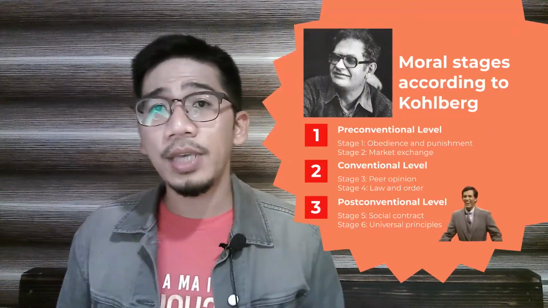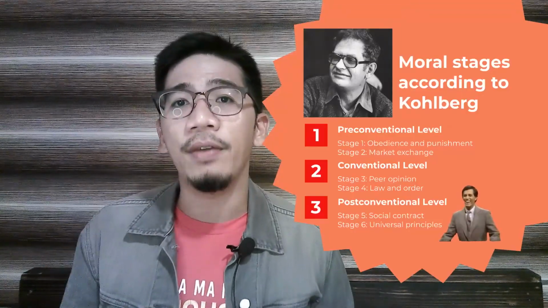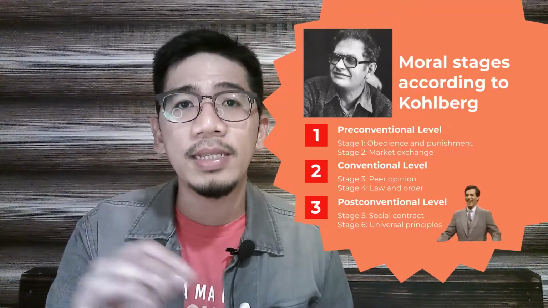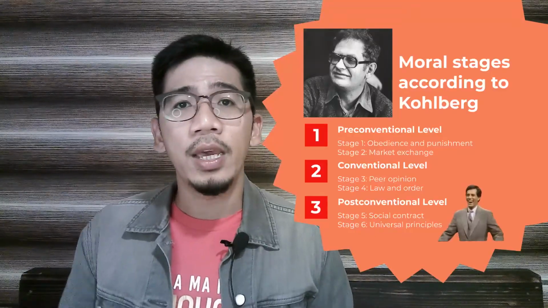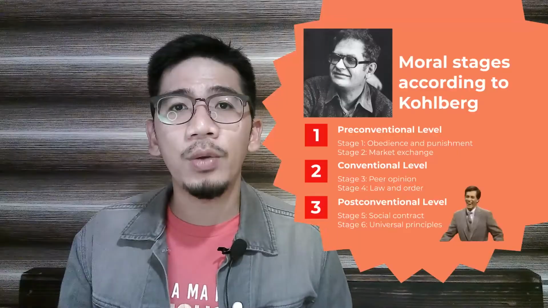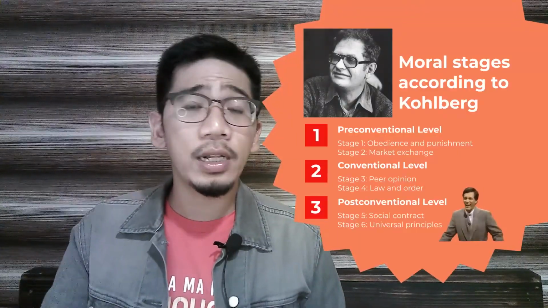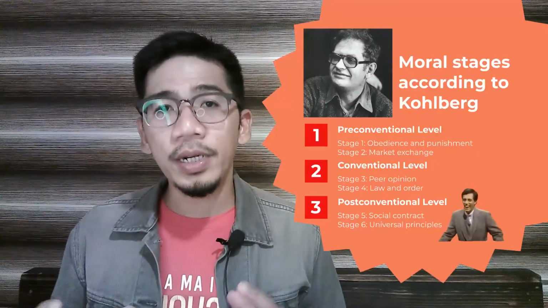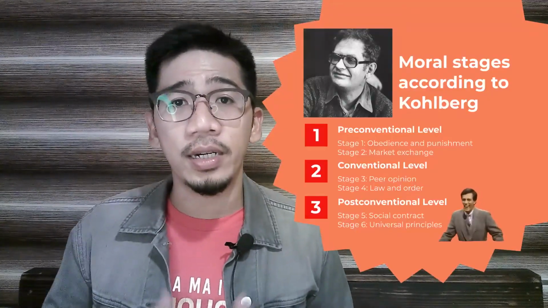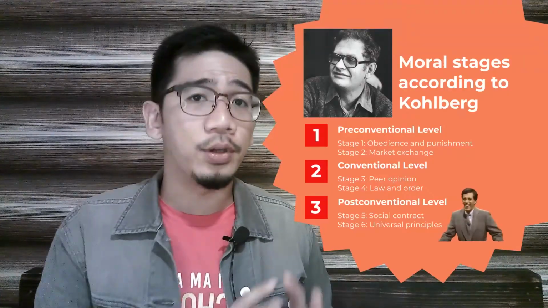At stage 6, the universal principle will guide a person's belief even if the principle means disagreeing occasionally with what is customary, that is stage 4, or even what is legal, that is stage 5. As logical as they sound, Kohlberg's stages of moral justice are not sufficient for understanding the development of moral beliefs.